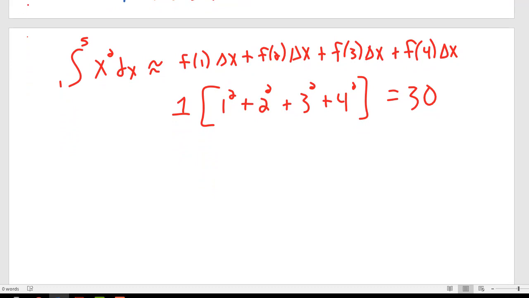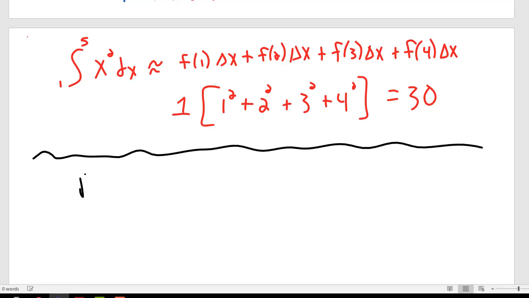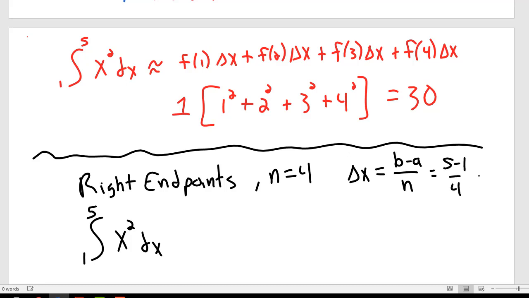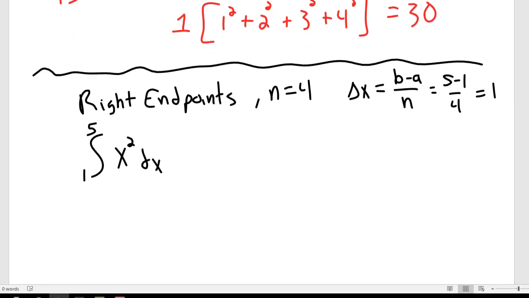Now let's say we want to do right endpoints, right? So let's say we want to do right endpoints. So again, we're estimating the integral of x squared dx from 1 to 5, and we're using n equals 4 subintervals. So we already did this, right? But my delta x, b minus a over n, was the 5 minus 1 over 4, which was 1. So for this same scenario, my delta x is 1, because we're using the same number of subdivisions.